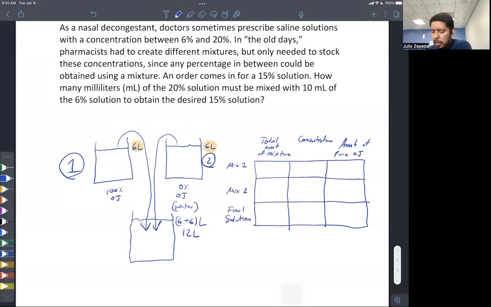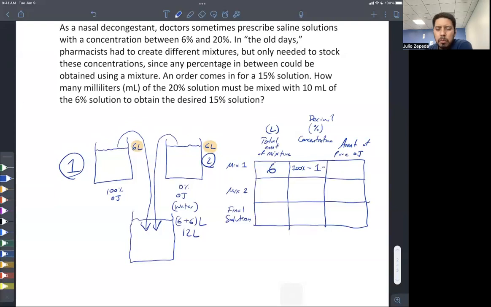So the amount of the total mixture, let's say for mixture one, that is 6 liters. This is going to be in liters. The concentration is going to be a percentage, but we really should write it as a decimal. So for mixture one, this is going to be 100%. And I'll write both of the numbers here, but I'll only use one. This is the percentage, and then the decimal is just 1.00 or 1.